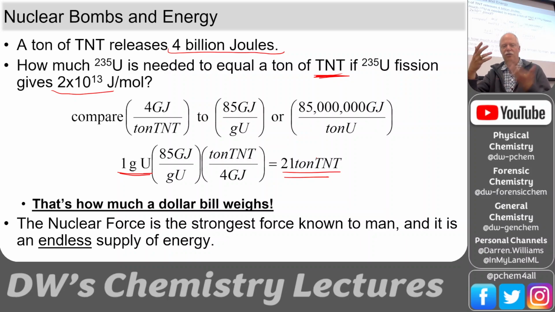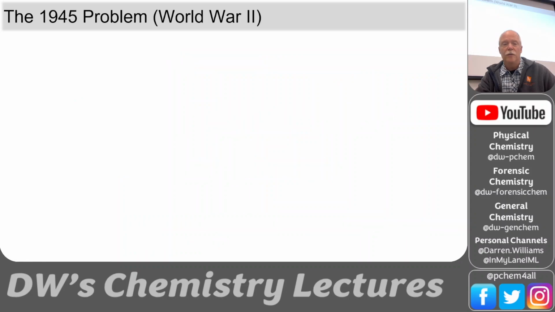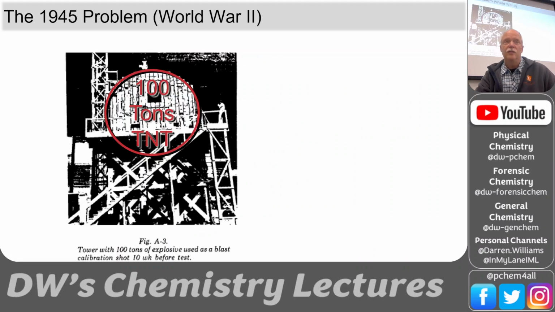So that's about, a gram is a paper clip or a dollar bill. I mean, a very small amount. It's the strongest force known to man and really is an endless supply of energy. We have enough radioactive elements in our Earth's crust that it's just a matter of engineering. That's all it is. We really do not have an energy supply problem at all. But we do have a problem in terms of its destructive force.